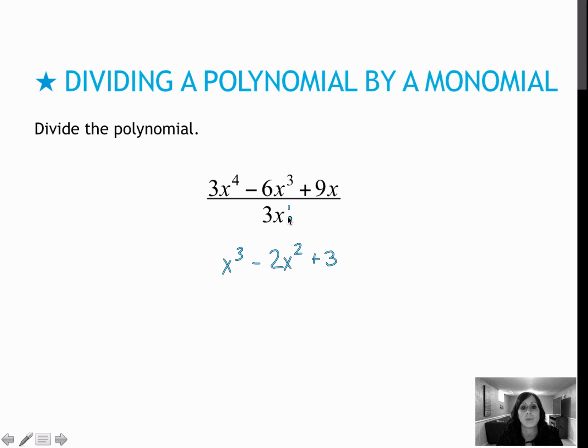And then x to the 1st divided by x to the 1st gives me x to the 0, which is just 3. So this is my final answer.